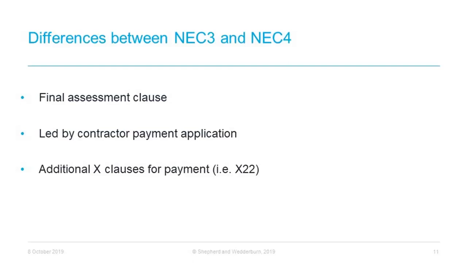If the PM misses that date, the contractor can issue its own assessment. Another fundamental change is that NEC 4 actually requires the contractor to submit an application for payment before each assessment date, rather than the process being driven by the project manager. This is designed to avoid disputes and foster a more collaborative approach to payment. NEC 4 also has a few optional X clauses for payment, such as option X22, which entitles the contractor to a bonus if the total cost of the project comes in below the employer's original budget. As I mentioned a few moments ago, these are only a few of the key differences, but all we could cover in the time today.